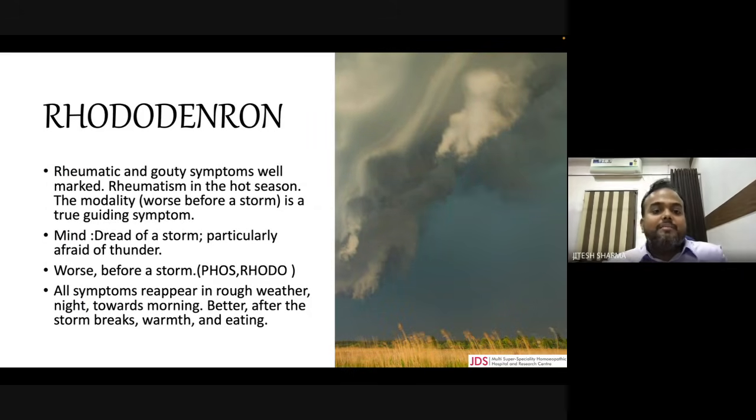Rhododendron. Rhododendron is a remedy for rheumatism in the hot season, and the modality is worse before a storm. So as soon as this kind of weather comes, you can see the images which I have kept, Rhodo pains are aggravated. And typically, how does Rhodo sleep? They cross their legs and sleep. Worse before a storm: Phosphorus, Rhodo. All symptoms reappear in rough weather, night towards morning, better after the storm breaks, warmth and eating.